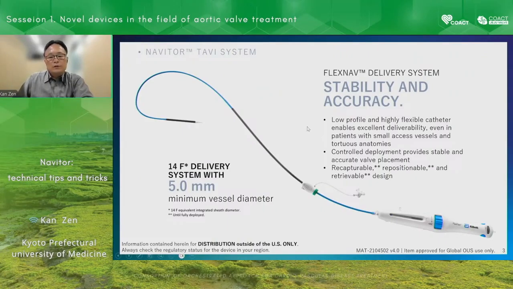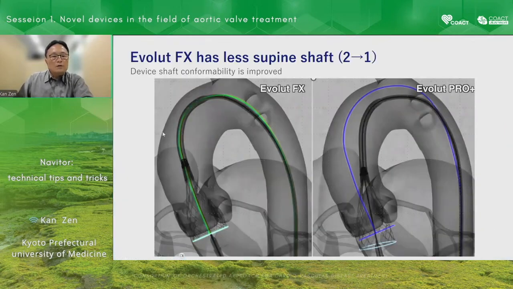The important feature of the Navitor is that it doesn't have a spine structure like the Evolut. And this catheter has a brittle and soft character. As you know, the Evolut FX has less spine shock from 2 to 1. As you can see in this slide, Evolut Pro Plus runs along the outer curvature and turns in the upper portion like this, making an angle gap between the membranes and the cover part.